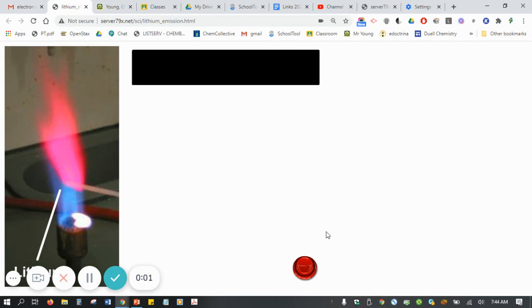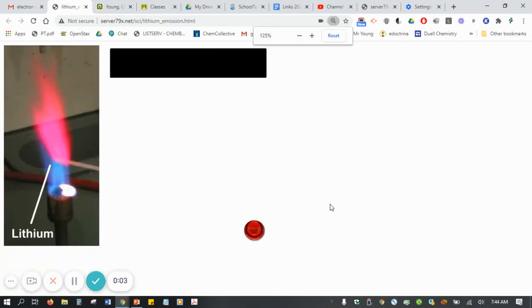Hey there, folks. I just want to walk you through this little demo of how electron excitation works. This is a simulation that I made when I was a student teacher in Flash, and very shortly it won't be able to run in your browser anymore, but I'm going to walk you through this.